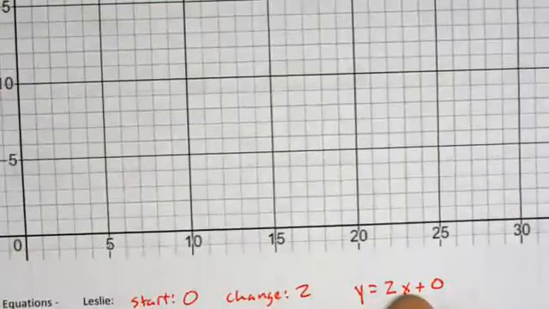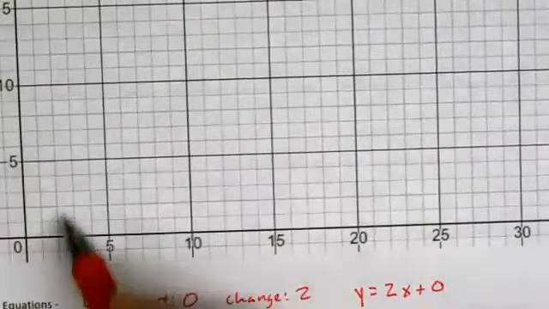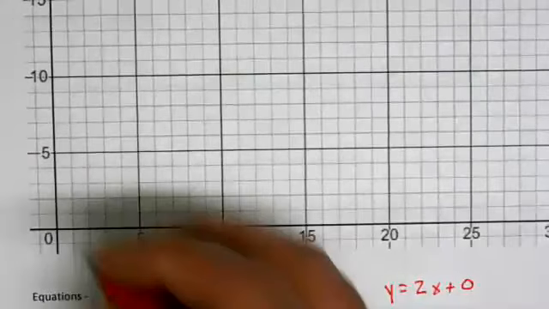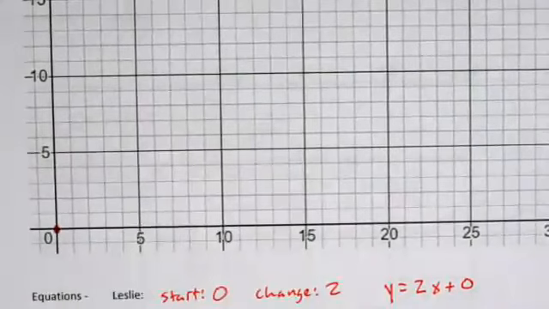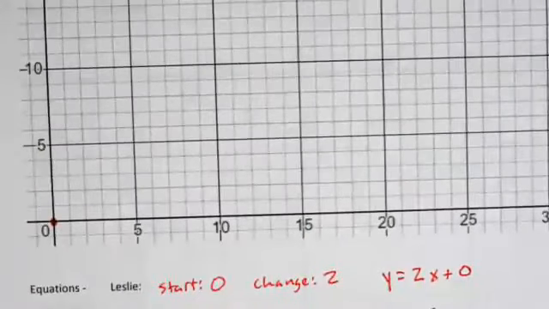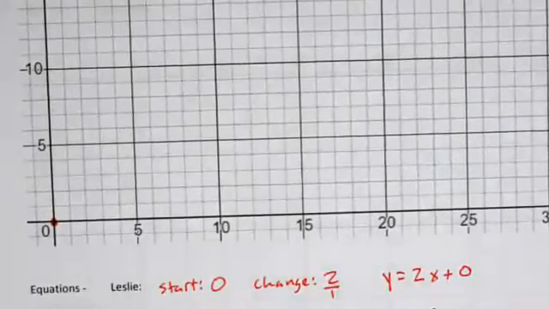So when I look at this equation, I look at my y-intercept. My y-intercept's at 0. This is my y-axis here. So I'll draw my first point at 0 on the y-axis, because that's our y-intercept. That's our start value. And my slope is 2. If I wanted to write that as a fraction, it would be 2/1. Remember, that's rise over run.